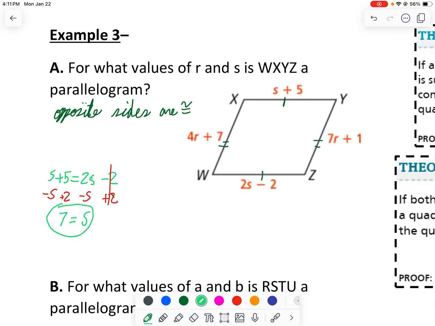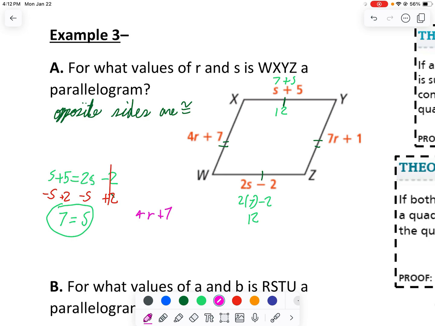And I can plug that in if I wanted to and actually find the measurements of the sides. Remember, we never really solve just to get a letter. We want to solve so we can plug it in and get the measurement. If S was 7, this is going to be 2 times 7 minus 2. And this would be 7 plus 5. So this is going to be 12, and this is going to be 12. In both cases, it's 12 because they're supposed to be congruent. In the same way, I can create my equation with R's, and I'm going to do that with a slightly different color.